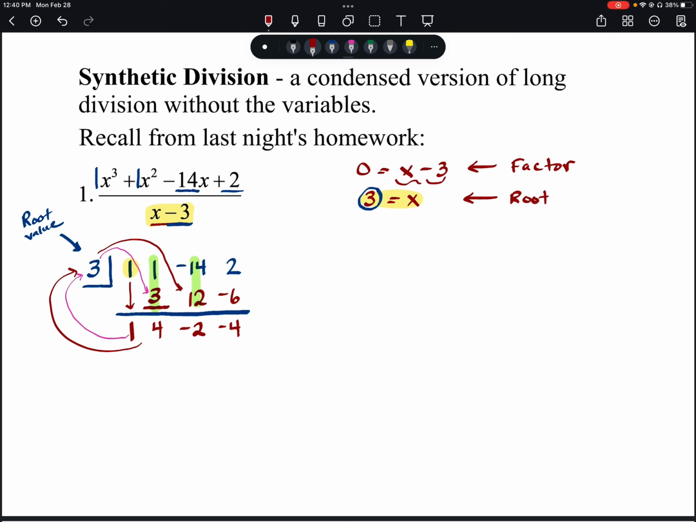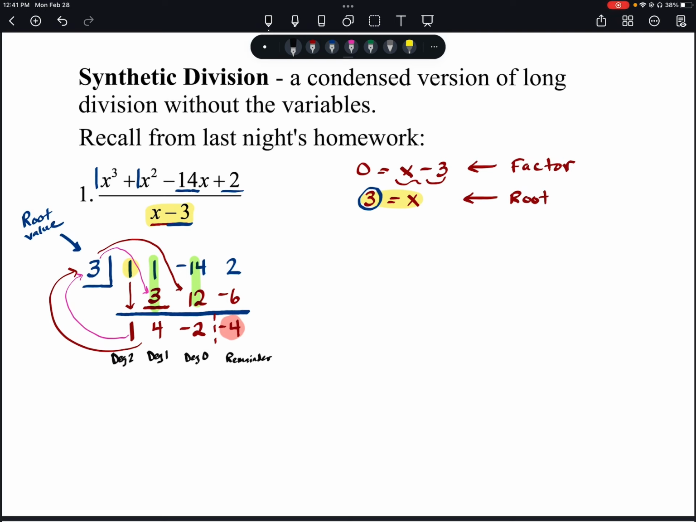Now we're out of numbers. So if we end up with something at the end here, that would be our remainder. So this is our remainder right here. And then we just need to go backwards by degree. If this is our remainder, this means this is a degree of 0. This would be a degree of 1, and this would be a degree of 2.